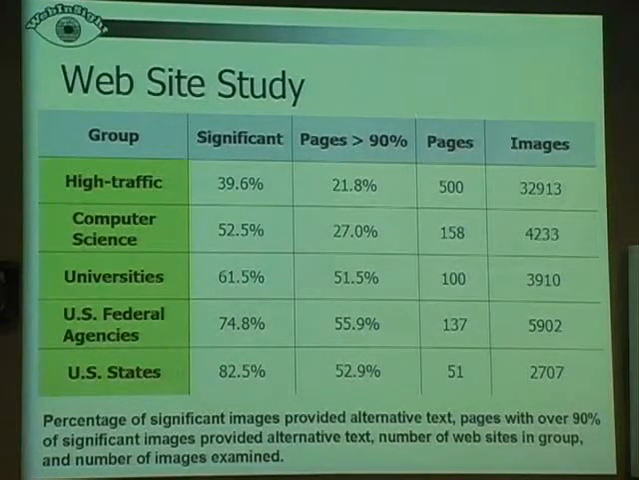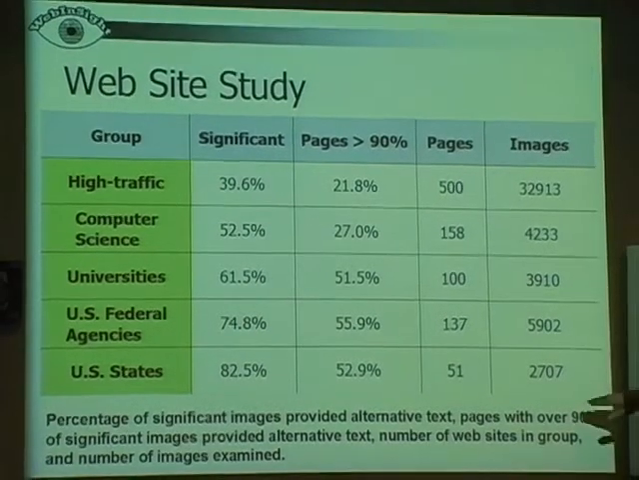Computer science departments from the CRA list. There were 158 departments in the CRA list. The top 100 universities in the world. The 137 US federal agencies. And all 51 states. So we looked at these five groups. Again, we came up with different numbers for the significant images. And in this table, we also show what percentage of these groups had at least 90% of their images labeled correctly with the significant labeled images.